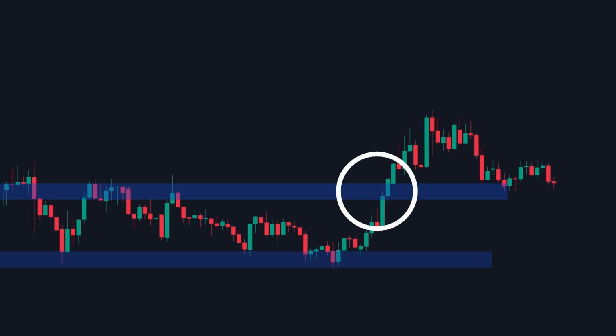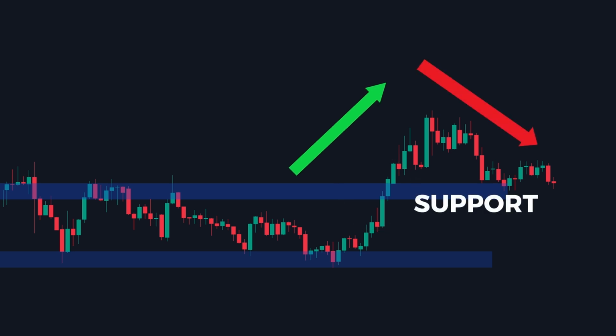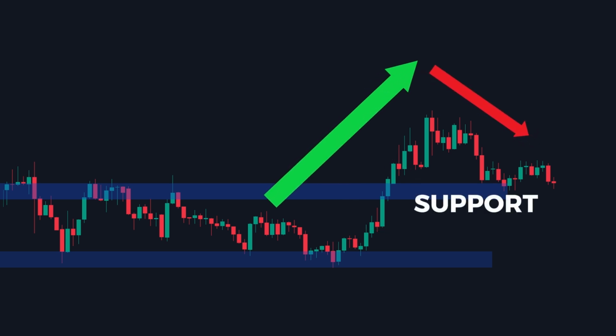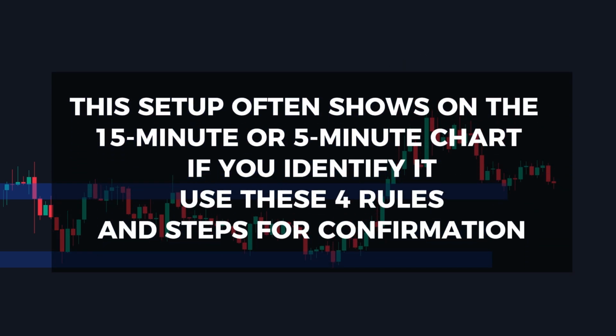After the breakout, price rises into the broken resistance zone, which now acts as support. This is the classic retest setup. The level has flipped and buyers are stepping in again. That's your confirmation. This setup often shows on the 15-minute or 5-minute chart.